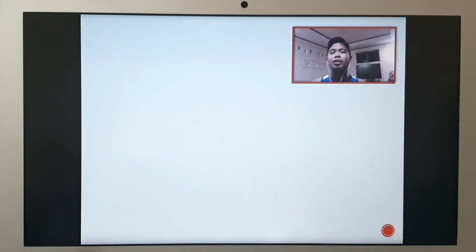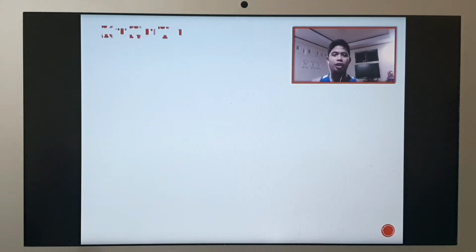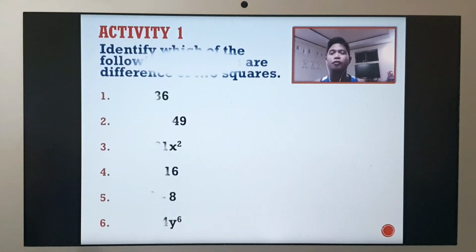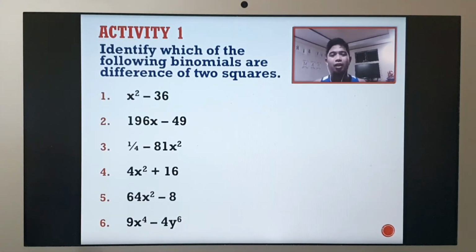Let's check if you understand how to identify DOTS by doing this activity. Your task is to identify which of the following binomials are difference of two squares. I'll give you a couple of minutes to determine your answer before I reveal it to you.